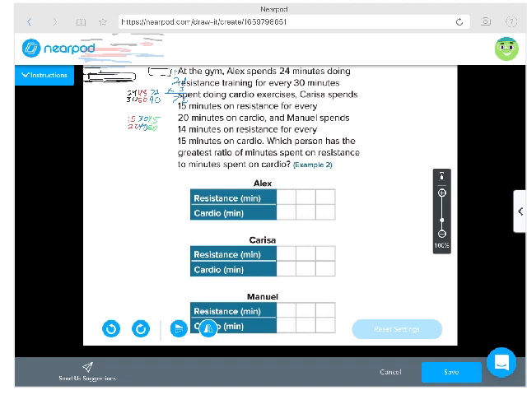Now we have Manuel. And Manuel spends 14 minutes for every 15. So 14 to 15. All right. 14, 28, 15, 30. Whatever you do to one ratio, you need to do to the other. So when I multiply 14 by 2 to get to 28, I do 15 times 2 to get to 30.